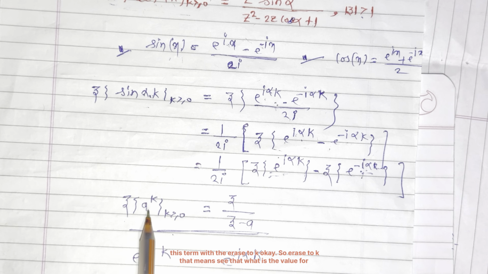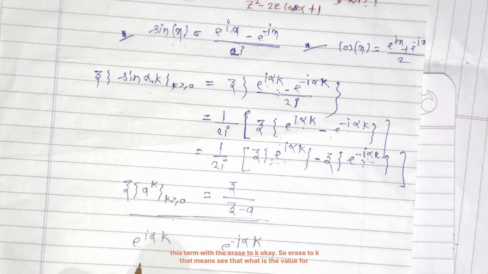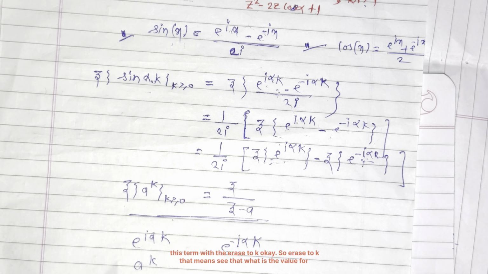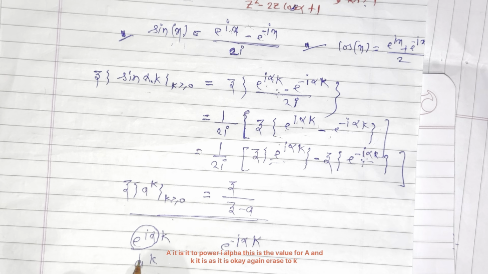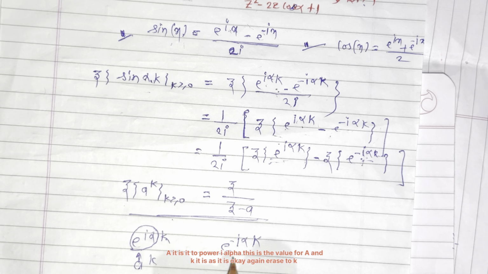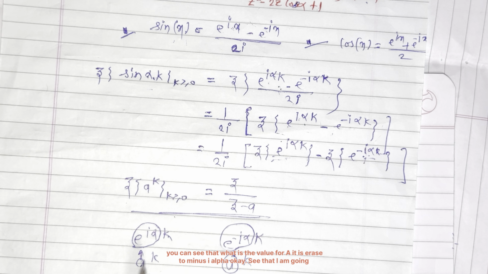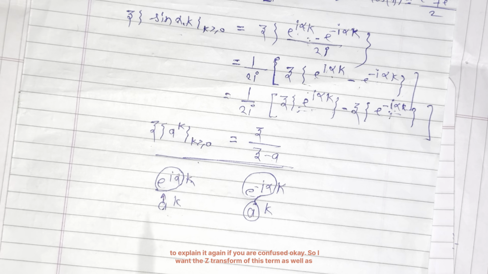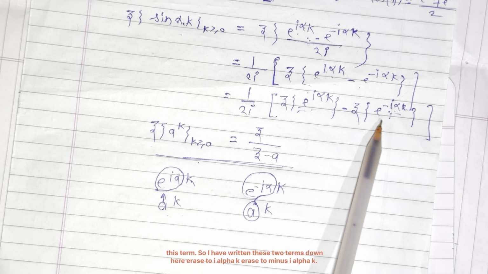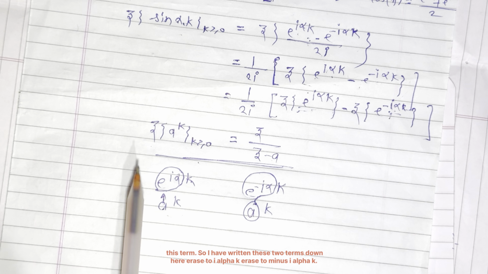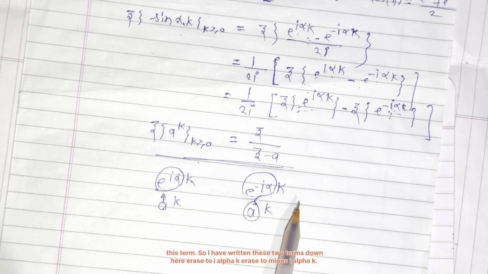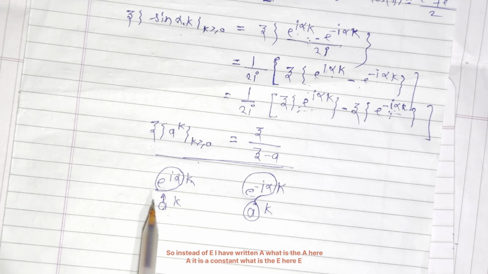So compare this term with a raised to k. Let me see what the value for a is. It is e to the power i alpha. This is the value for a, and k is as it is. Again, a raised to k, you can see what the value for a is. It is e raised to minus i alpha. I'm going to explain it again if you are confused. I want the Z transform of this term as well as this term, so I wrote these two terms down here, e raised to i alpha k and e raised to minus i alpha k. So instead of e, I wrote a.